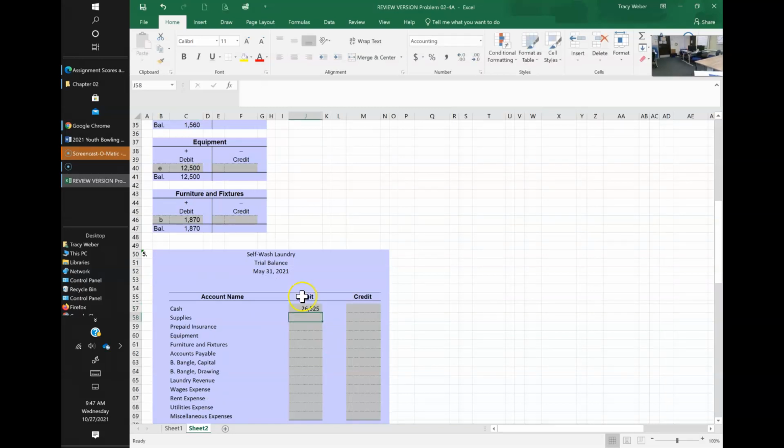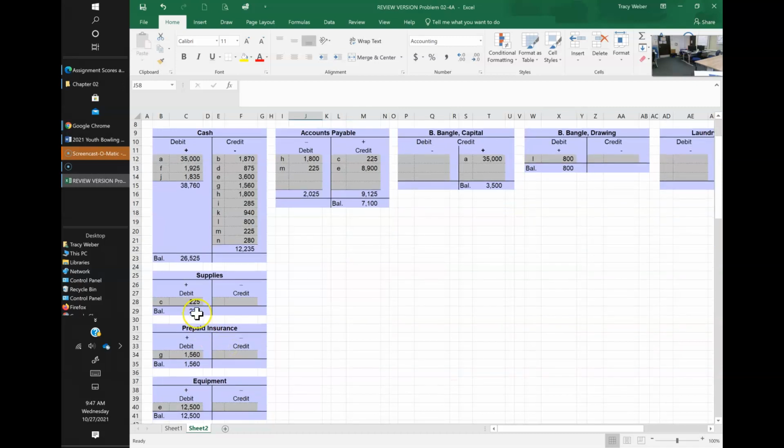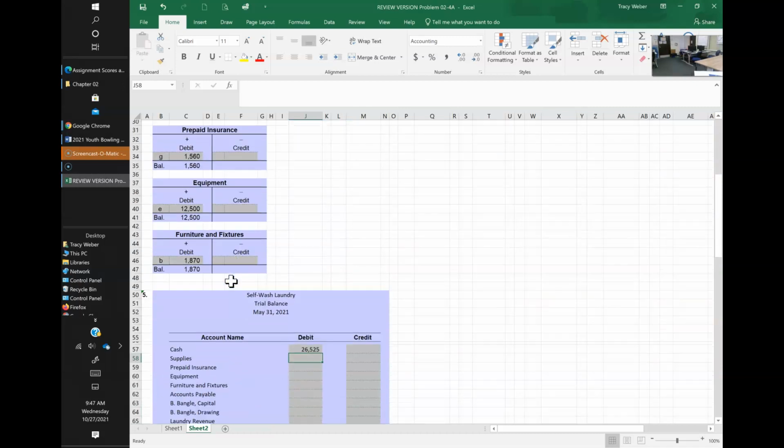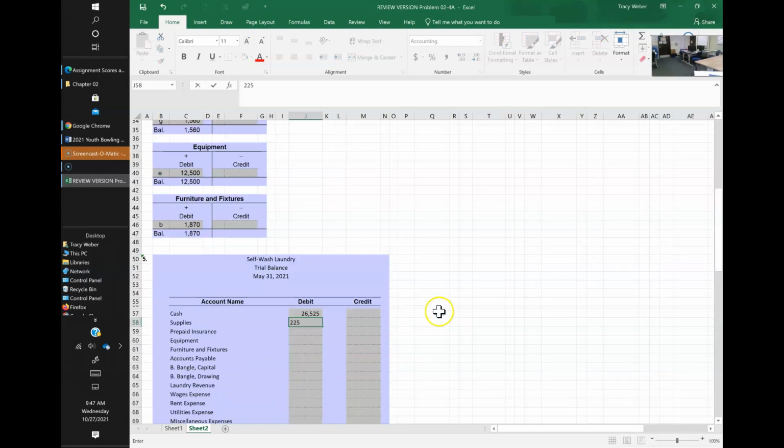And it's debit because that's the side that the balance is on. That's the largest side, so that's where you find all the other ones. Supplies is a $225 debit.